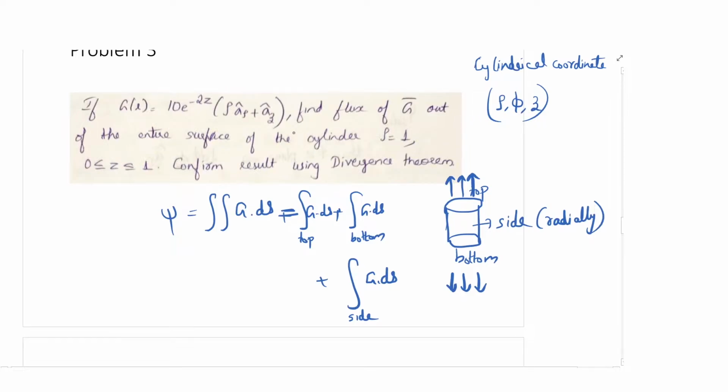Here you can see this is the z direction. The direction of flux for the top part will be unit vector az, and for the bottom part it will be minus az. And for the sides it will be the radial direction, that is a rho. So you have to remember this much, and now you can proceed to the problem.